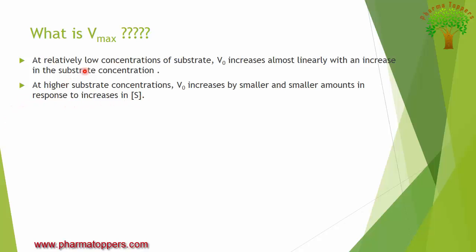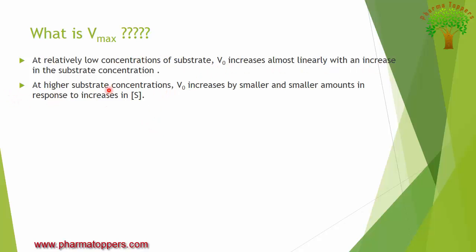For example, when the substrate concentration is low, you will have a linear increase. If you move from 2 molar towards 4 molar substrate concentration, the increase will be linear. That is, if at 2 molar the velocity of the reaction is, for example, 10, then for 4 it will be 20. Now if you move from 4 to 6, it will be 30. In this way the linear increase will be obtained with the increase in the substrate concentration.